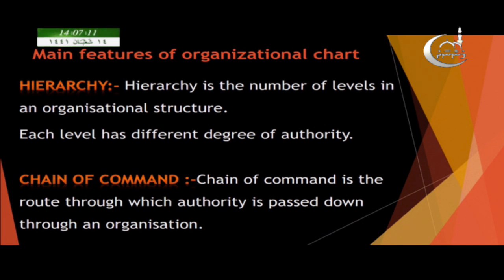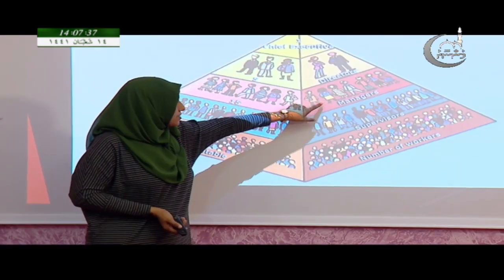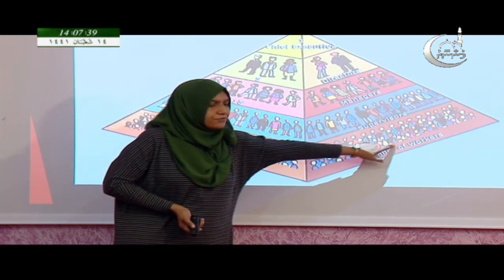Students, you have to keep in mind these terms. These are very important. The definition of each and every term is very important. So here is again an example of a structure. I want you to understand it better. So the top one is chief executive in this one. So chief executive is the top one. Then here come the directors, managers, supervisors and a number of workers.